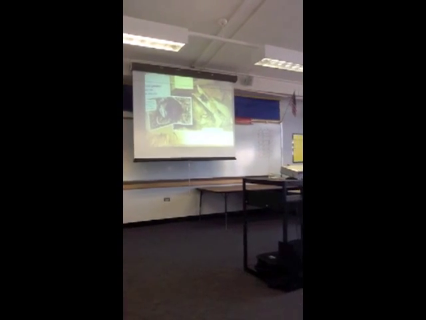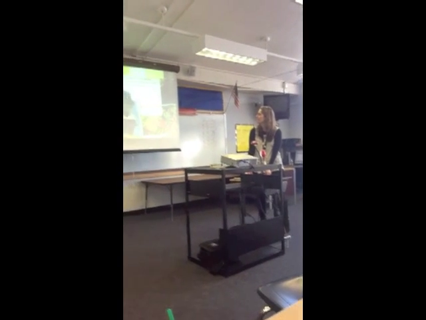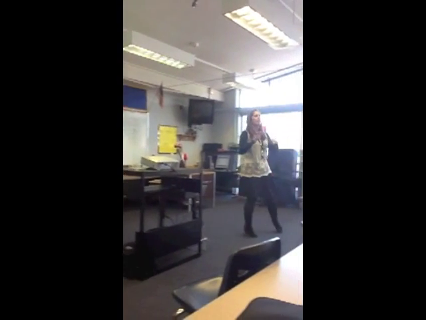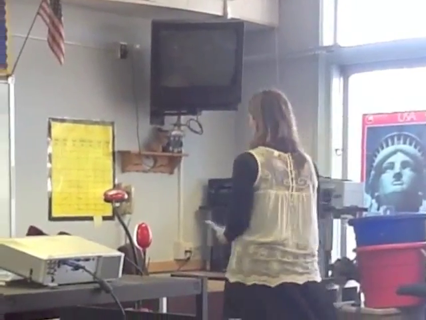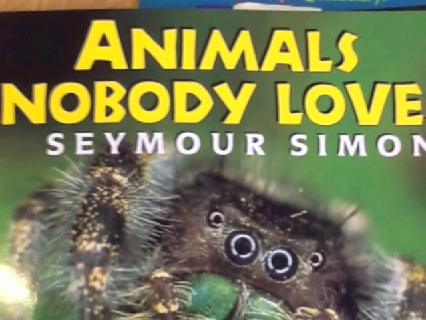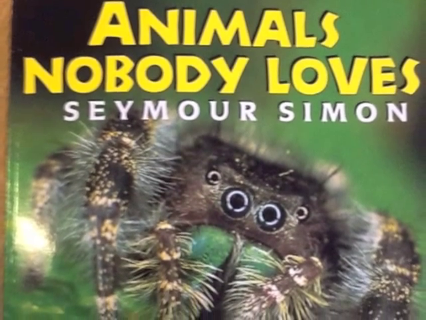So I want you to hold on to that idea of safety and adaptations. And I want you to stop and jot all that you know right now about safety and adaptations. I'm just going to have you jot for 36 seconds. And I'm going to ask you to continue to hold on to your thought about safety and survival. I'm going to ask you to look at this text. This is from a book called Animals Nobody Loves. One of my favorite books by Seymour Simon.